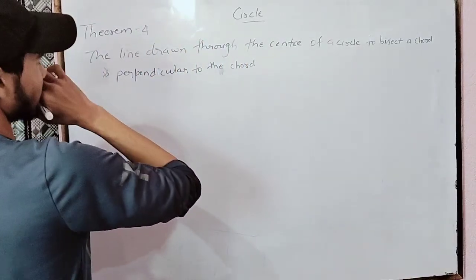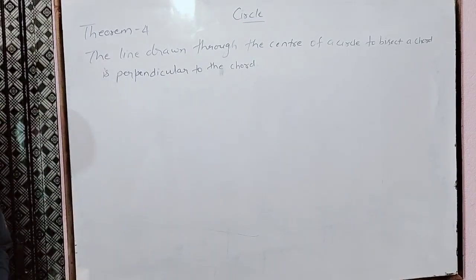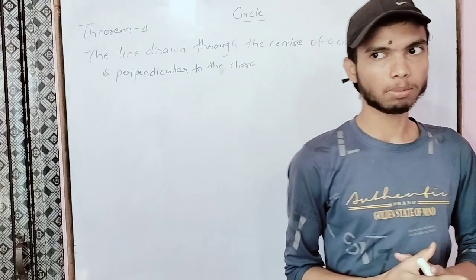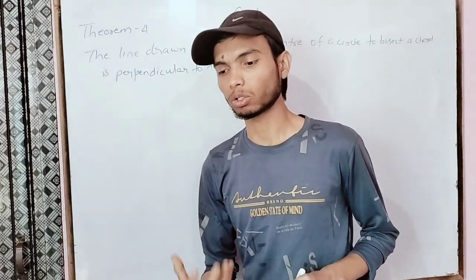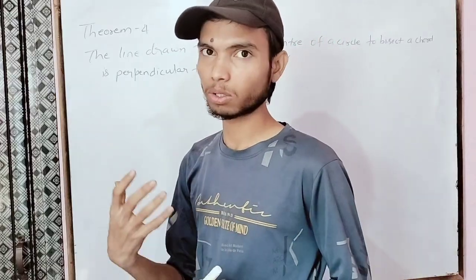Now this is the third theorem. Just read it, then see what is happening. What is happening? We have to understand the statement, which is a theorem, and a theorem is a universal truth.